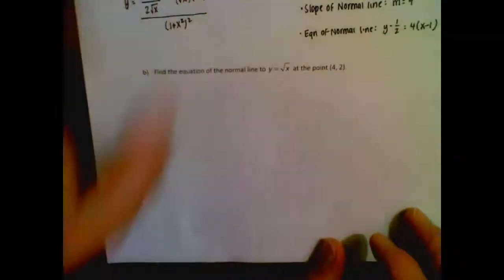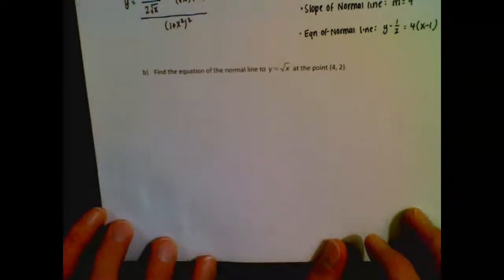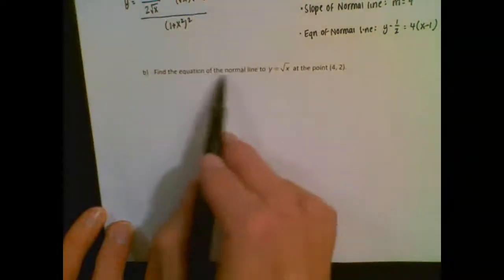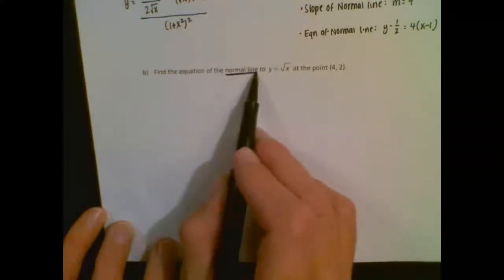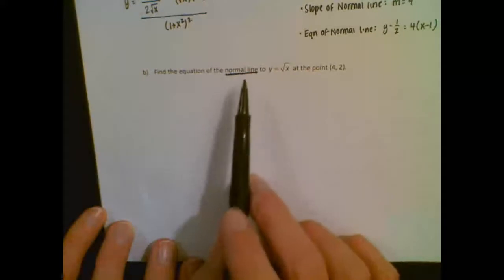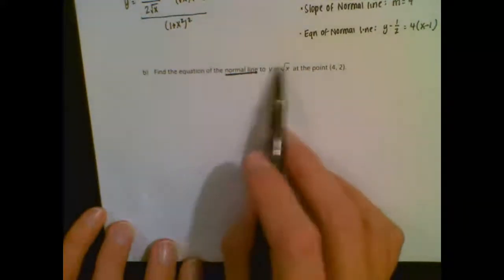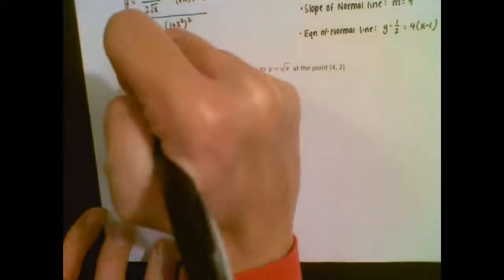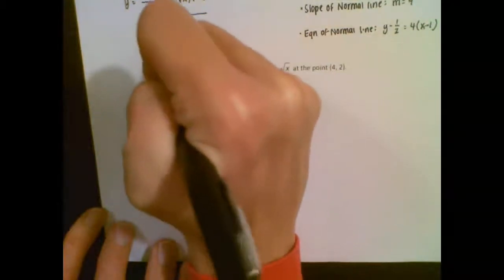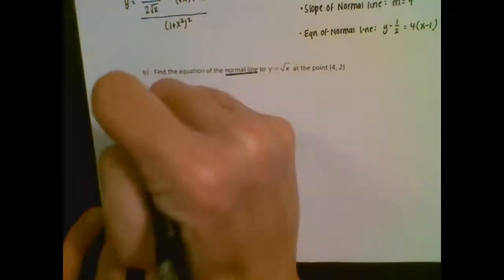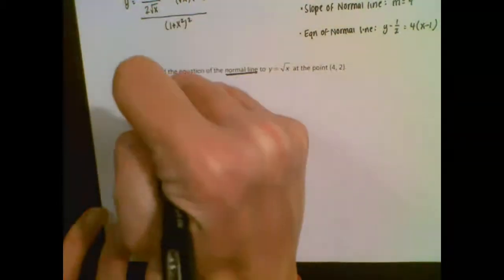So example B, we want to find the equation of the normal line to y is equal to the square root of x at the point (4, 2). Again, if I'm looking for the equation of the normal line, we want to find the tangent line slope first. So I'm definitely going to have to take this derivative. I'm just going to rewrite this as y is equal to x to the 1/2, and then use my power rule to get my derivative.